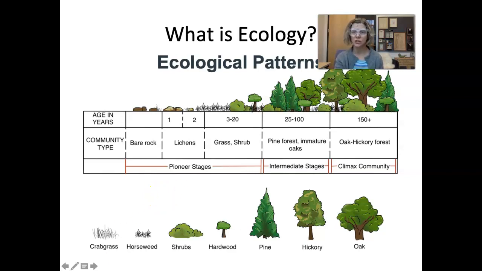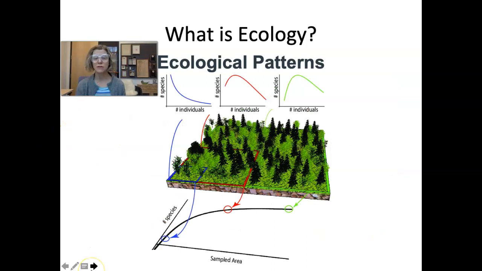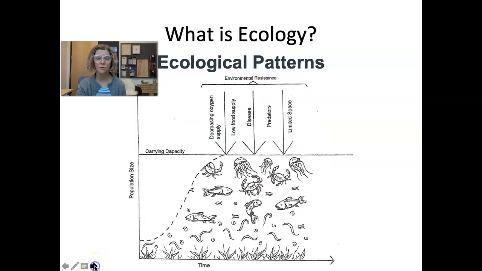So this is just an ecological pattern, say for example, of how different plants and shrubs are distributed in a community over time. So you can see that we have different aged organisms and we have different community types. So this is just an example of looking at patterns that we see in the environment. And those patterns can get quite complex and take a number of species into account over a particular sampled area and look at species distribution, but also species abundance over a particular ecological space. In this case, it would be a small area of a forest.